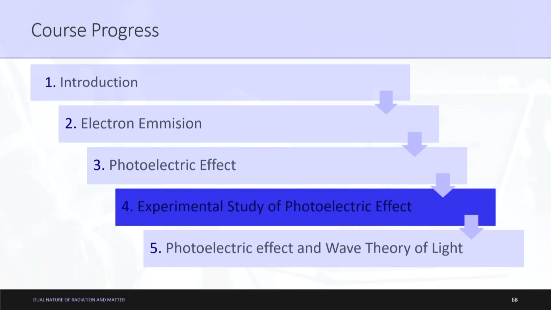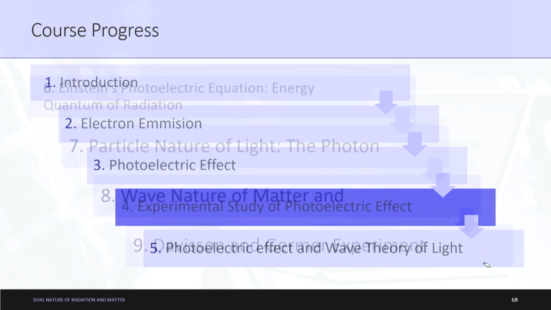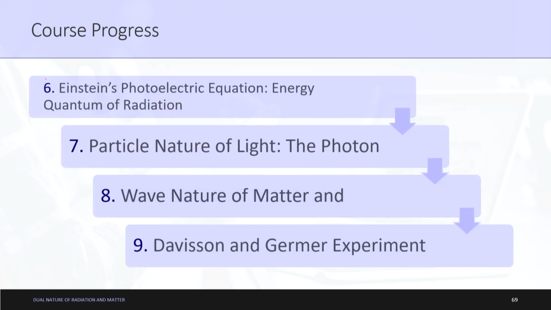So, the course progress for you: right now we are on the 5th point, that is photoelectric effect and wave theory of light. In the previous lecture we finished the introduction, electron emission, and photoelectric effect, and in this lecture the experimental study of the photoelectric effect is also completed. Okay. So, in the next discussion we will go on with the further discussion of photoelectric effect and wave theory of light, and then we can go to Einstein's photoelectric equation. This is the major numerical part which you need to understand.